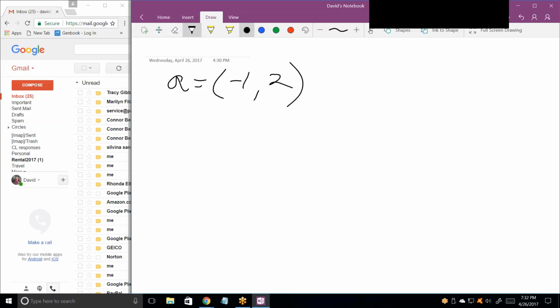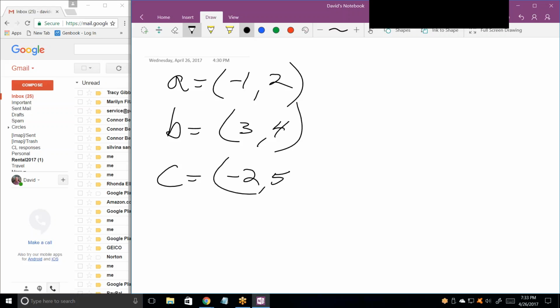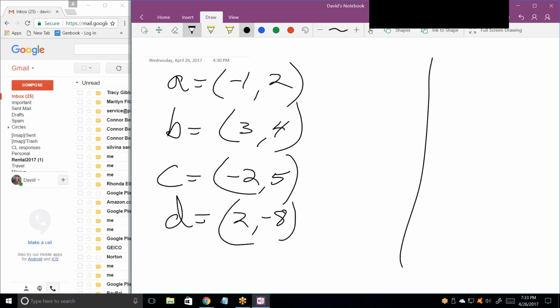And then b equals 3, 4. C equals -2, 5. And D equals 2, -8. What's the question? The first one is write each of the following in the form z equals x, y. And the first one is vector AB.